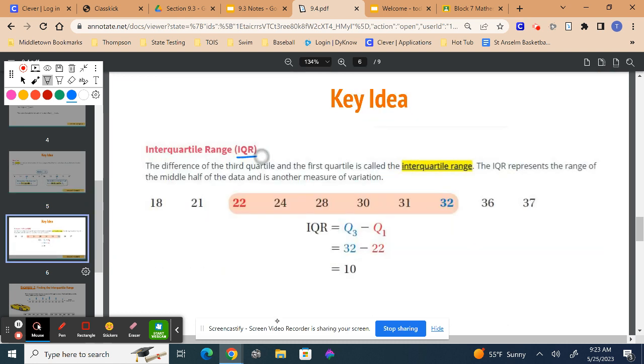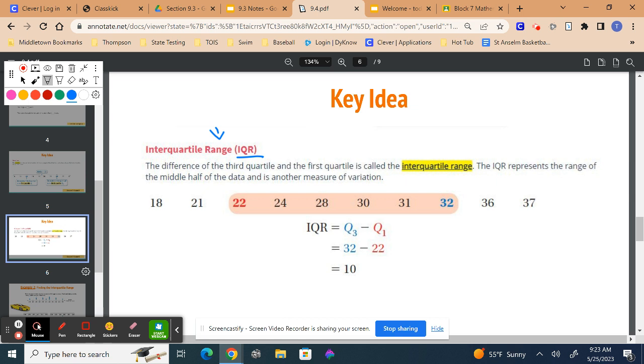And IQR stands for the interquartile range, okay? So I'm going to break this up a little bit. Range. When we did range, just range, what did we do? How did we find range? We did greatest minus least. Okay. Quartile. We know what quartiles mean, right?